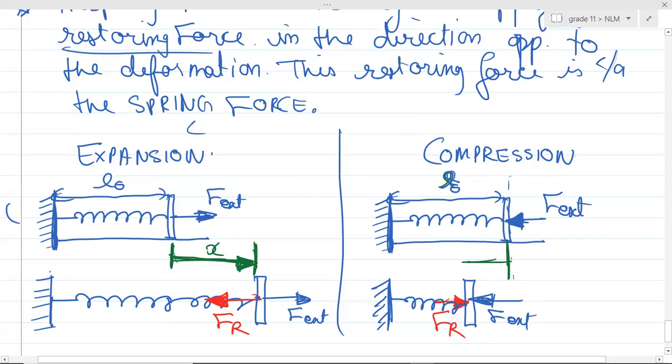So can you see, if the deformation was towards the left, or the deformation was to compress the spring, hence this restoring force was acting against this compression. So did you understand this particular point? It always gives a restoring force whose direction is in the opposite direction of displacement or deformation.